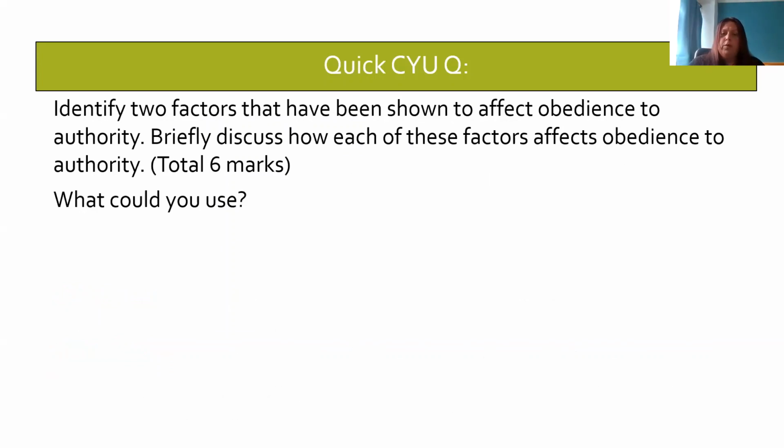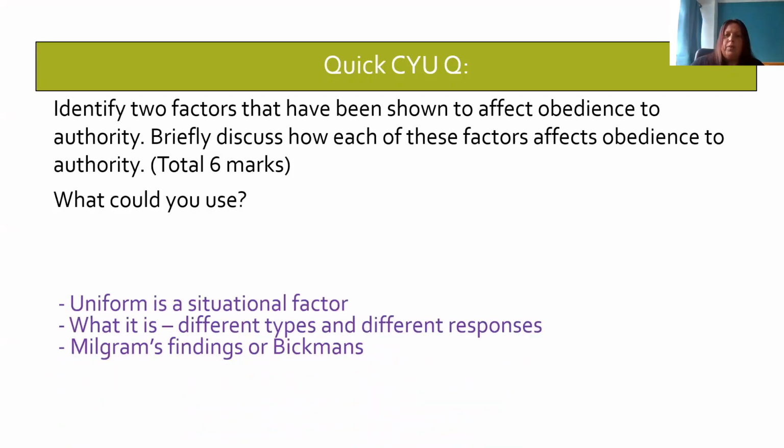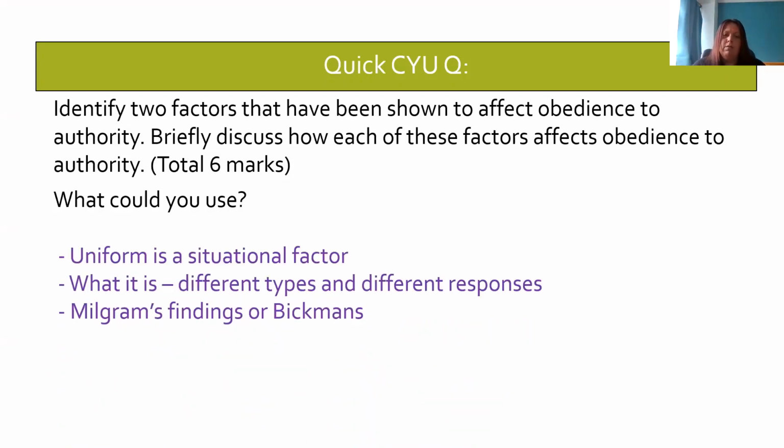So a straightforward question just asking you about factors. Here we've got: identify 2 factors that have been shown to affect obedience to authority. Briefly discuss how each of these factors affects obedience to authority. So here the focus is on 2 factors, and very similar to the question we have done beforehand, we do not need to apply to any scenario, but simply give some research to fully get those marks.